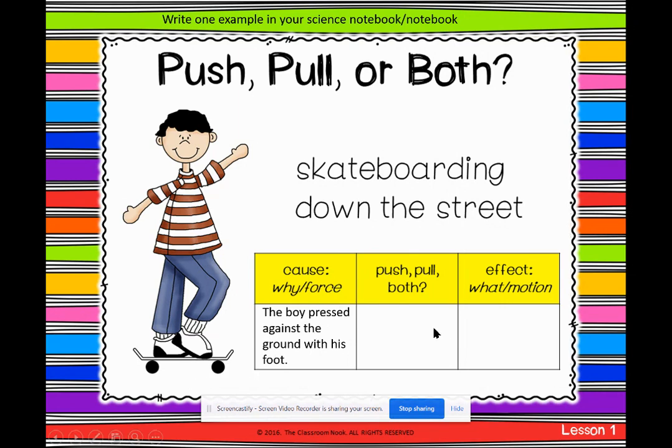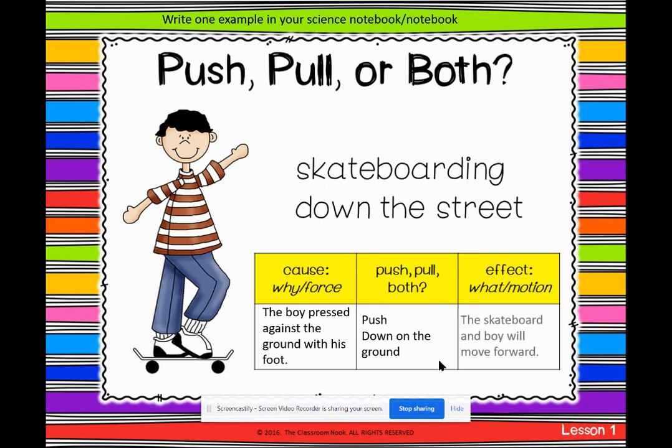So now let's move on to the next square. Well, the next square says push, pull, or both. So what is it? Is it a push? Is it a pull? Or is it both? Well, it is a push. And technically it's a push down on the ground, right? He's pushing his foot down on the ground. So that's what you would put in the center square.